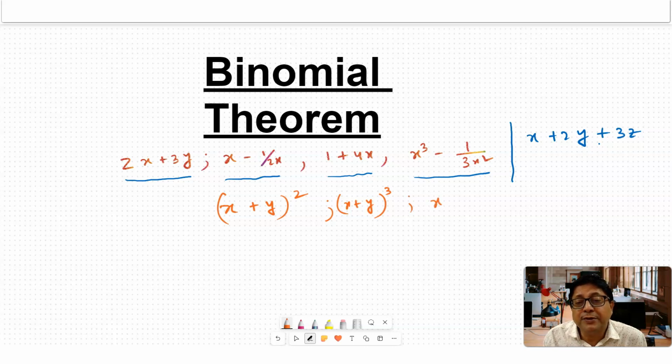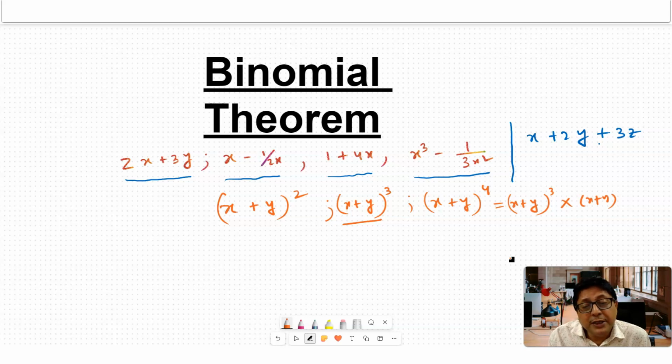Even if you try to expand x plus y to the power 4, that also you can get by knowing the expansion of x plus y to the power 3, isn't it? Because x plus y to the power 4 will be x plus y whole cube multiplied by x plus y. But a problem will arise if you are asked to find the expansion, the result of x plus y to the power 20. If these indices are gradually increased, expansion becomes very difficult.